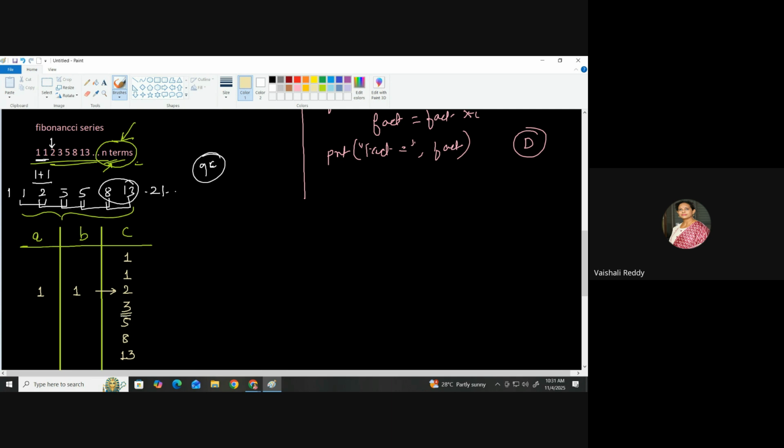Now how did we get 3? 1 plus 2 is 3. How do we get a 5? 2 plus 3 is 5. Then 3 plus 5 is 8. 5 plus 8 is 13. So basically what is happening here is that this number is coming over here. Can you see this type of flow, everyone?